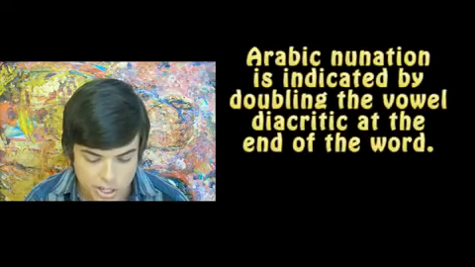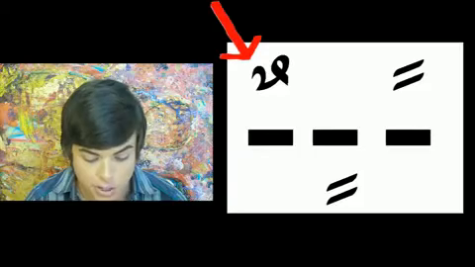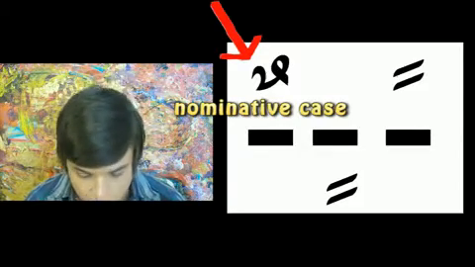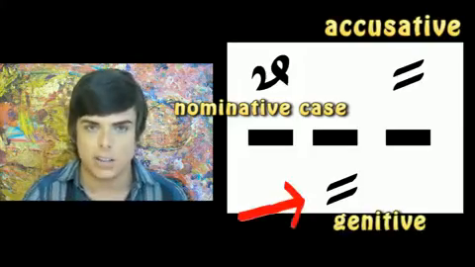In written Arabic, nunation is indicated by doubling the vowel diacritic at the end of the word. There are 3 of these vowel diacritics, and the signs indicate the endings un, which is the nominative case, an, which is the accusative, and in, which is the genitive. If you're really getting into the language and studying it in terms of all aspects, try to keep in mind the nominative, accusative, and genitive state.